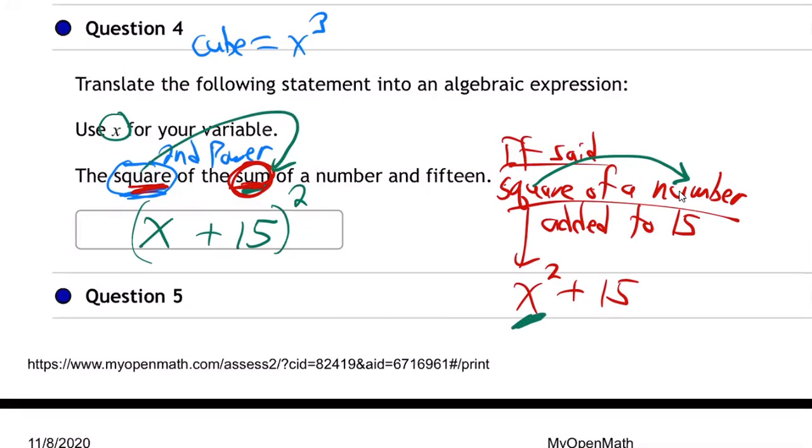So Martine's right on. We've got to put the square on the parentheses, so the whole sum is squared, not just the number. Exactly right. Good job.